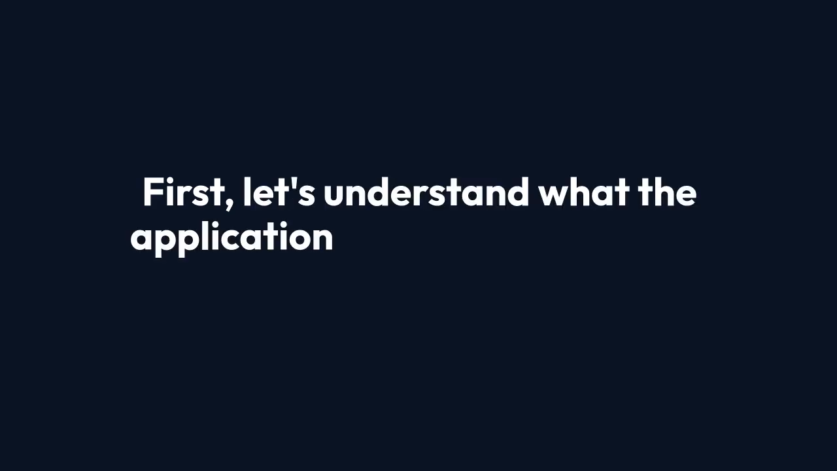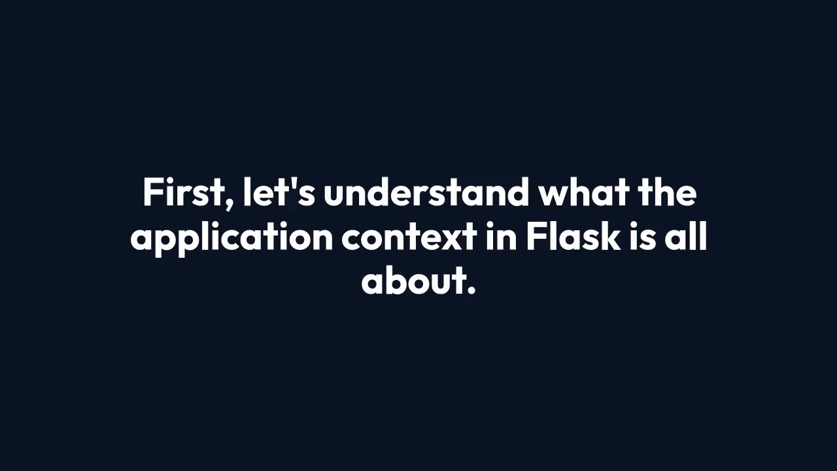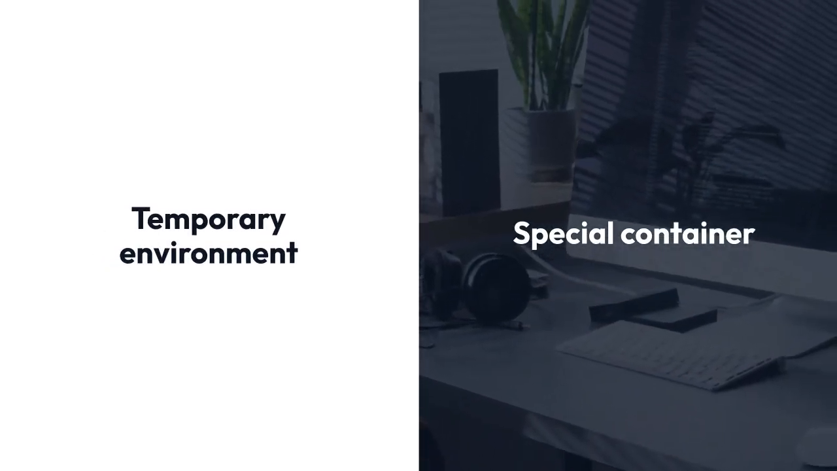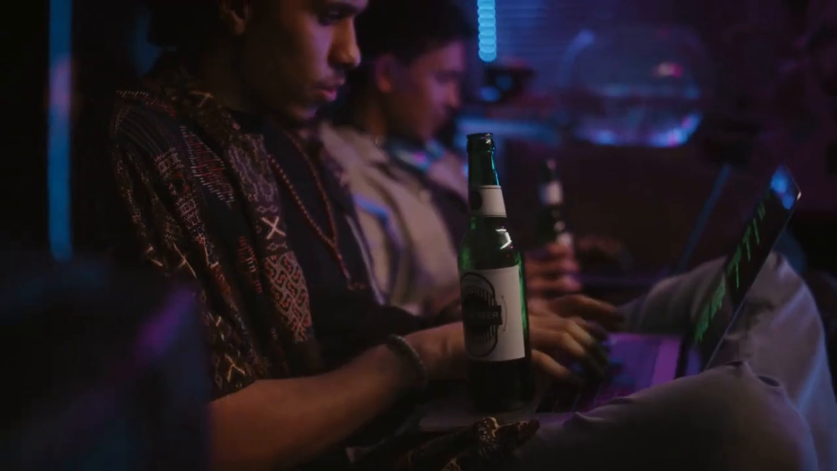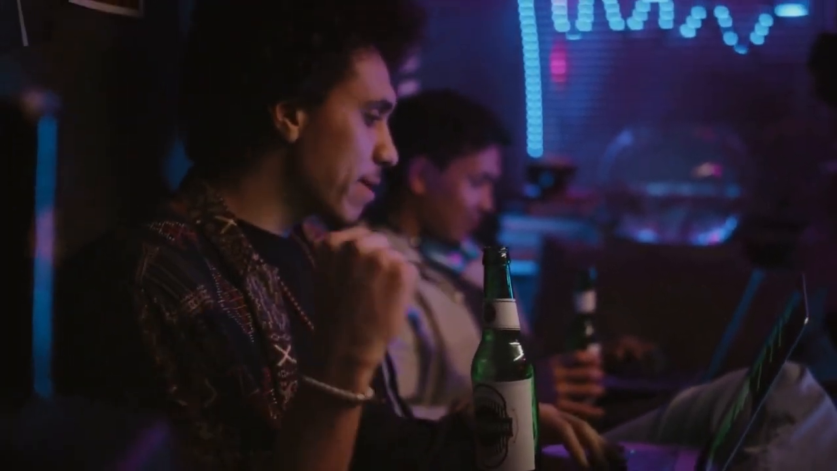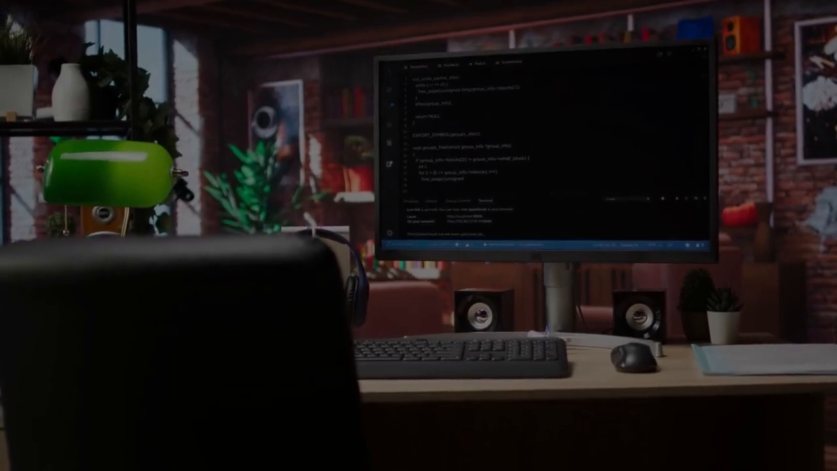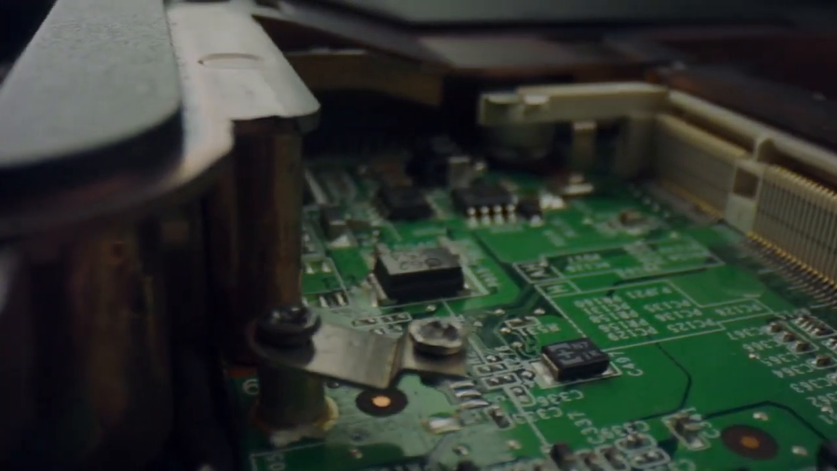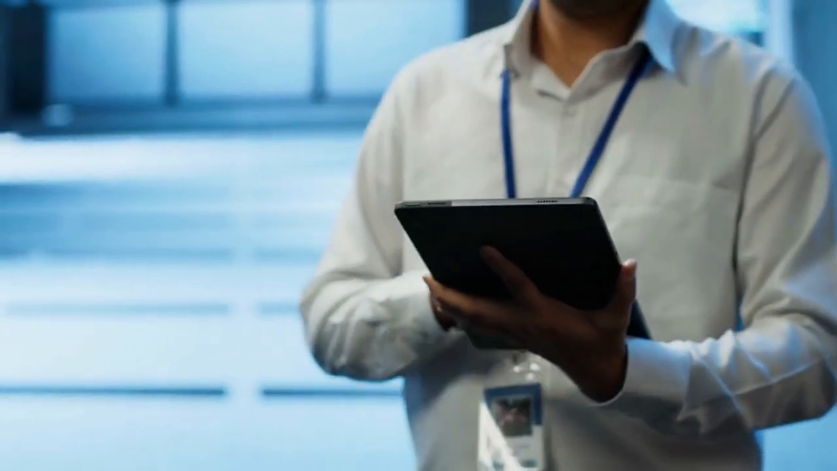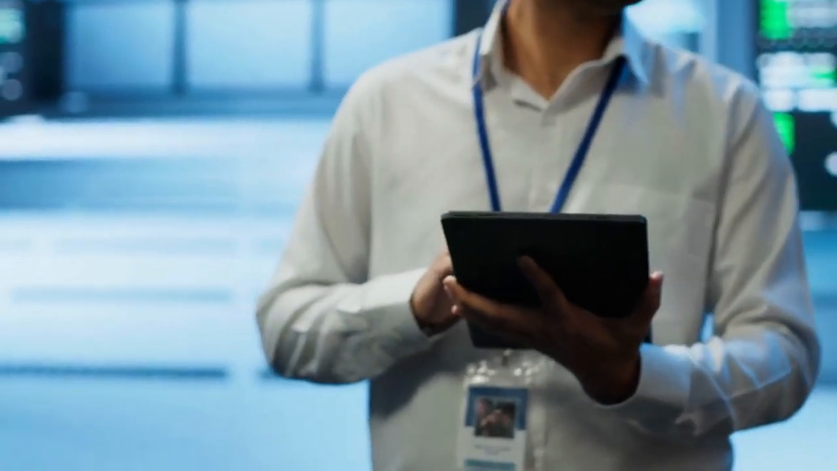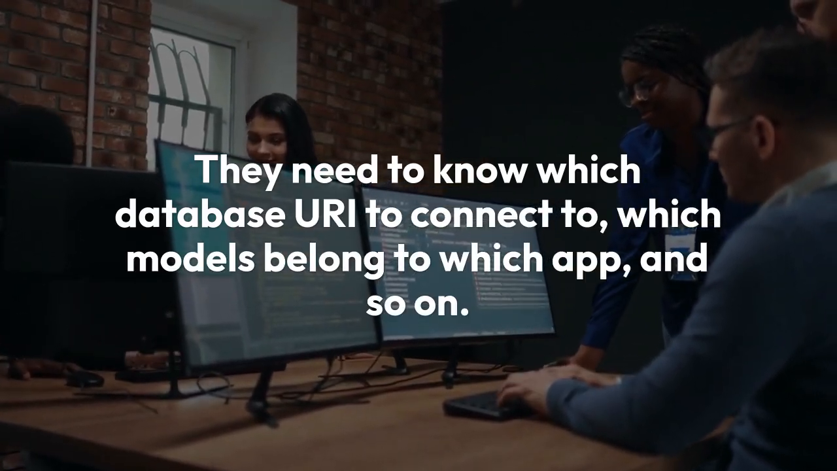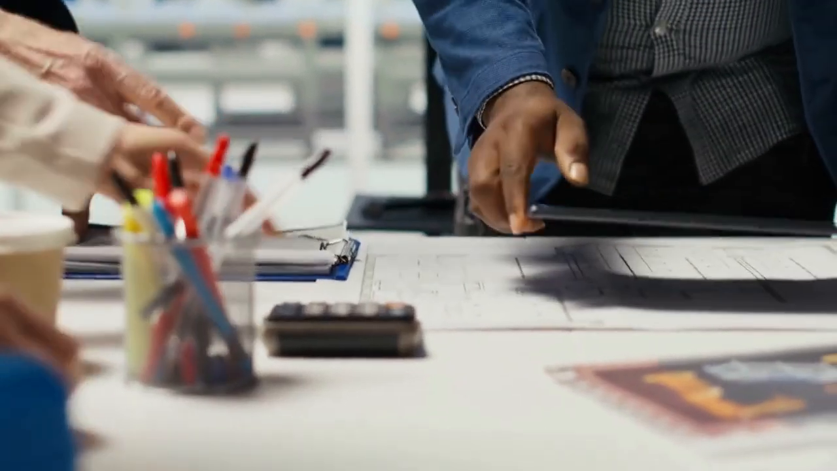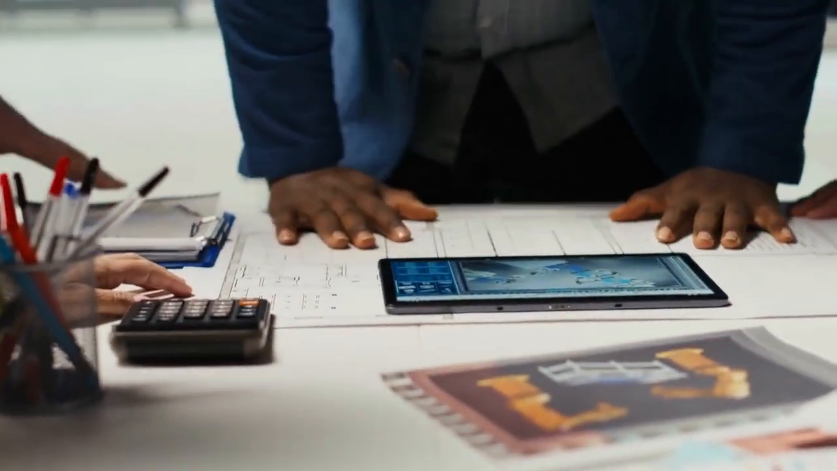First, let's understand what the application context in Flask is all about. Think of it as a temporary environment or a special container that Flask sets up whenever it processes a request or runs a CLI command. Inside this context, Flask knows which application instance it's currently dealing with. It holds important information like your application's configuration settings, database connections, and other resources that are specific to your Flask application. Extensions like Flask-SQLAlchemy rely heavily on this context. They need to know which database URI to connect to, which models belong to which app, and so on. Without an active application context, Flask-SQLAlchemy doesn't know which app object it should be associated with.